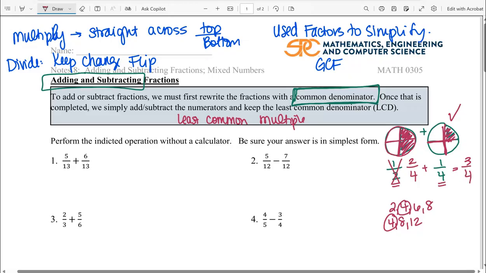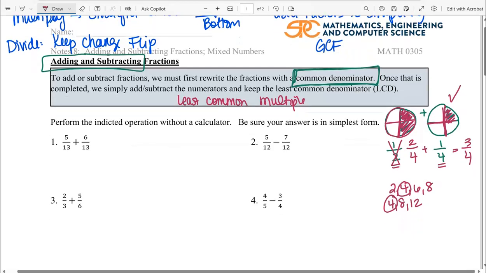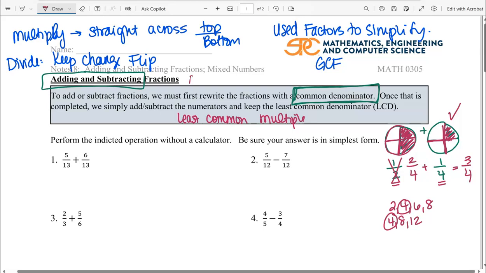So what you might have just noticed is that when I have a common denominator, we will add or subtract the top of my fraction. 2 plus 1 makes 3 parts. And we keep that common denominator common. So the common denominator of 4 needs to stay common, stays as 4. So let's go ahead and do some examples.